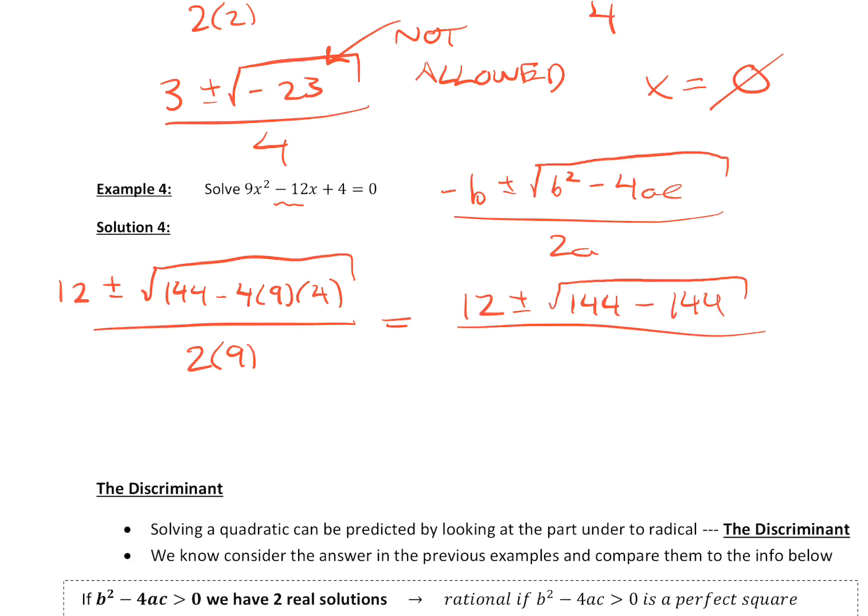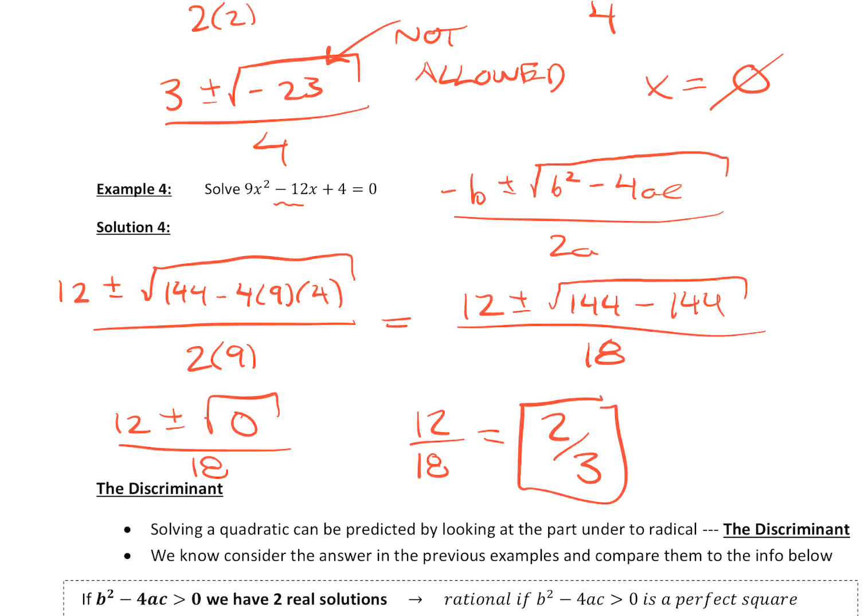So this is a scenario where this could have been factorable using the AC method, because look what we get, right? We get a discriminant of 0. So we get 12 plus or minus root 0 over 18. So what you're just left with is 12 over 18, which is 2 over 3. So we only have one solution. So we're sitting right on the x-axis.